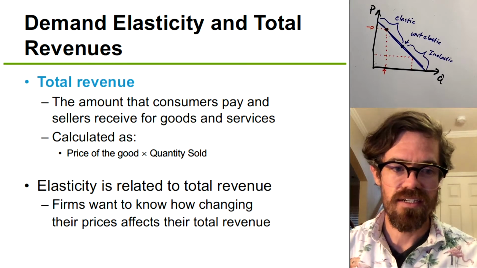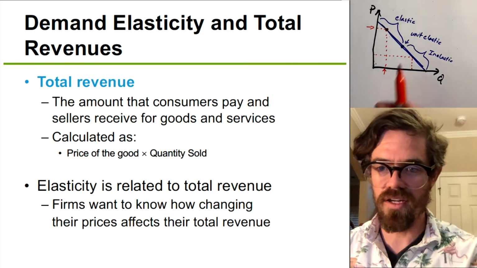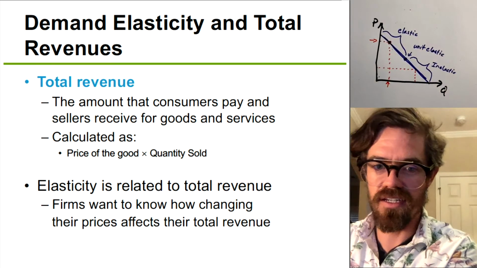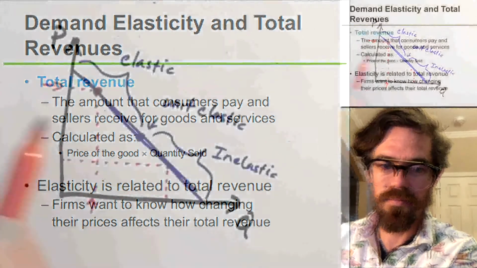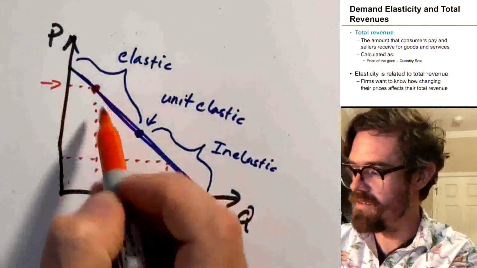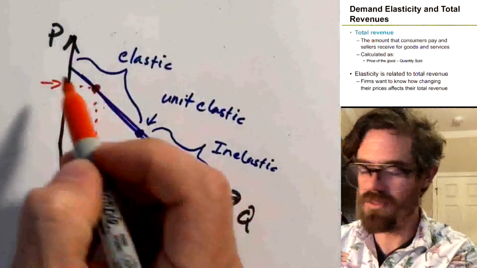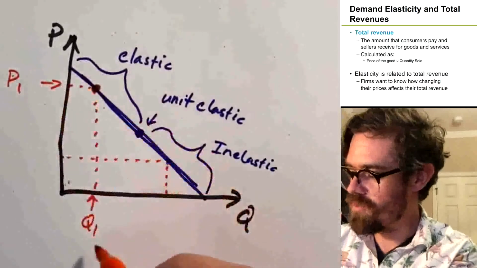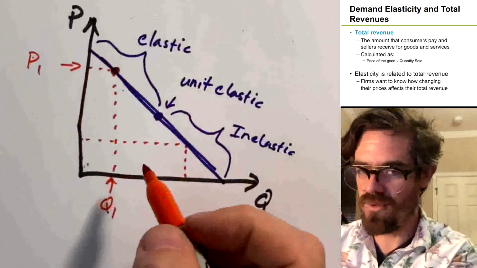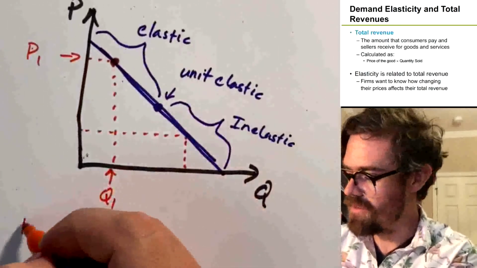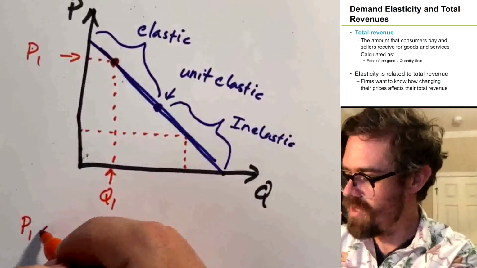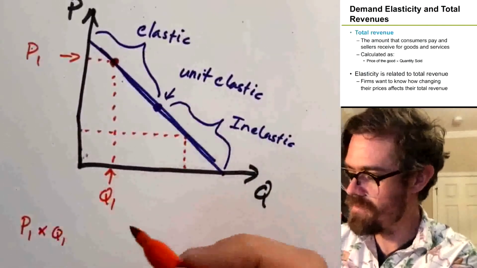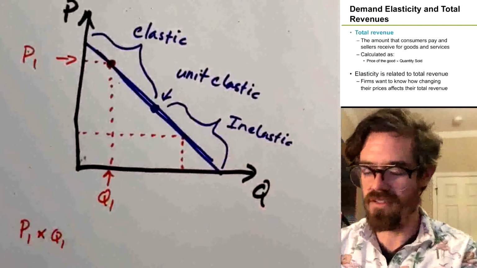Okay, so if you were given a price, say this price up here, that corresponds to a quantity that's sold. So, P1, Q1. If that's the price, that's the quantity that's going to be sold. And to calculate revenue, we would just take price P1 times quantity Q1. That would be how you would calculate total revenue.